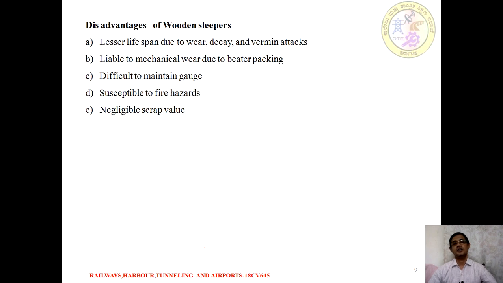If there are advantages, each material also has some disadvantages. Similarly, in the wooden sleeper, the first one is the lifespan, or from the durability point of view. It decays, or is subject to vermin attack. Due to change in moisture, it is highly susceptible to wear and decay. Hence the lifespan is lesser. Next, it is liable to mechanical wear due to the beater of a packing. That is another disadvantage.